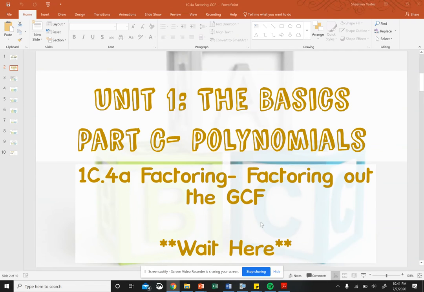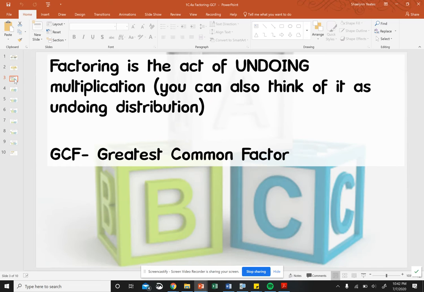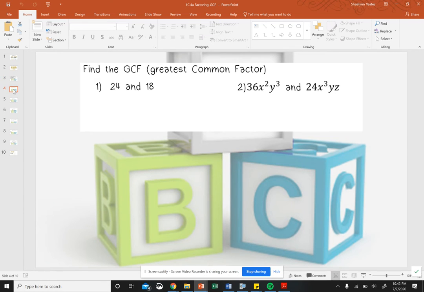So today what we're going to be doing is factoring, or factoring out the GCF, which is really just undoing distribution. That's kind of our focus today. All right, so factoring is the act of undoing multiplication. You can think of it as undoing distribution. GCF is the greatest common factor, or the biggest number they have in common when you factor it down. Okay, so we're going to find the greatest common factor between 24 and 18, and then 36 and 24 and those.